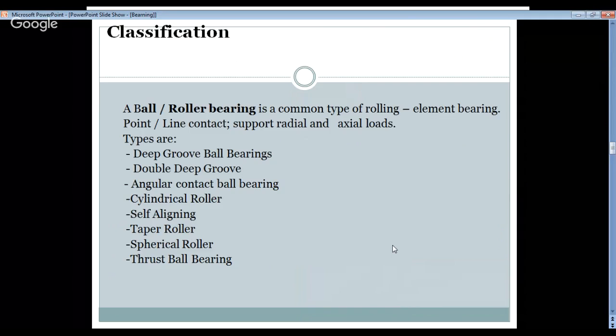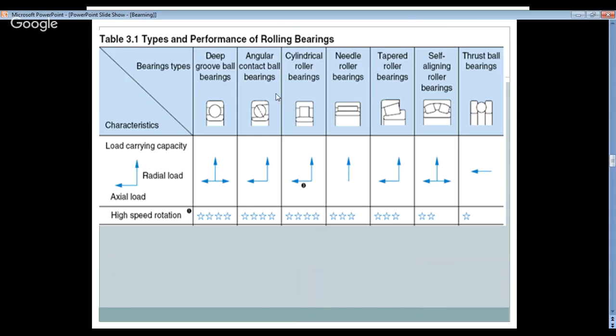By these two parameters, there are following types of bearings like deep groove ball bearing, double deep groove, angular contact, cylindrical roller, tapered roller, spherical roller, and thrust ball bearing. Details of these bearings are shown here. Like if these types of bearings are incorporated in the system, this type of load with given rotation or RPM selection procedures can be achieved.